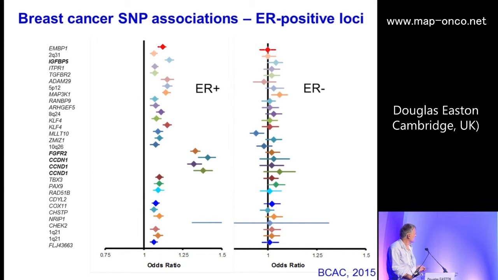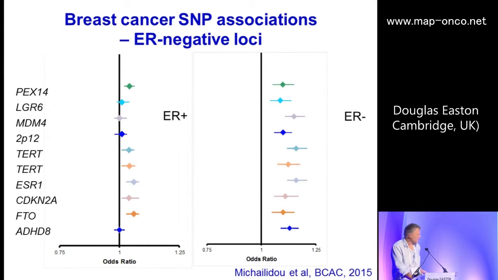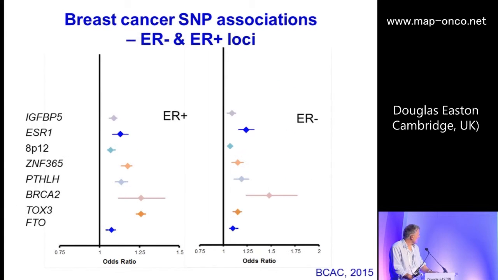So most SNPs associated with breast cancer are actually associated with ER-positive breast cancer, including some of the more important ones, like the ones near FGFR2 and CCND1. A smaller subset are associated with ER-negative disease. And then there's a third subtype which appear to be associated more or less equally with both subtypes. So there's some overlap in the genetics of ER-positive and ER-negative breast cancer, but they're also distinct components.